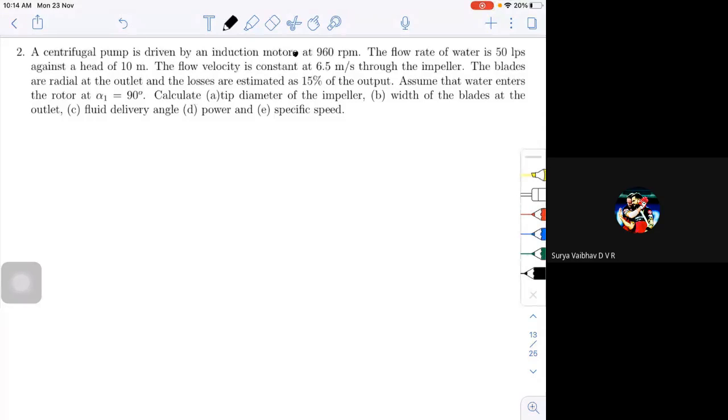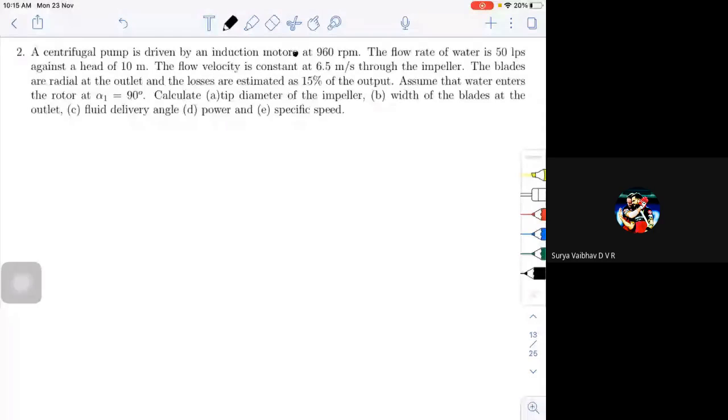Whenever they give the working head of any centrifugal pump, it is your manometric head. Then the flow velocity is constant at 6.5 meters per second through the impeller, the blades are radial at the outlet, and the losses are estimated as 15% of the output.